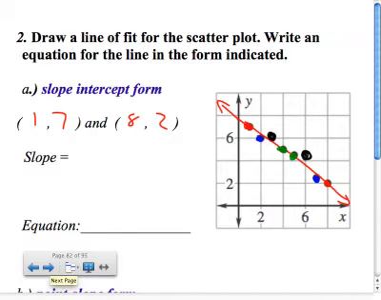Okay, so I can do this. I have 2 points. I can find the slope. The slope is y2 minus y1 over x2 minus x1. 7 minus 2 is 5. 1 minus 8 is negative 7. There's my slope. Okay, and now I've got to find my y-intercept.